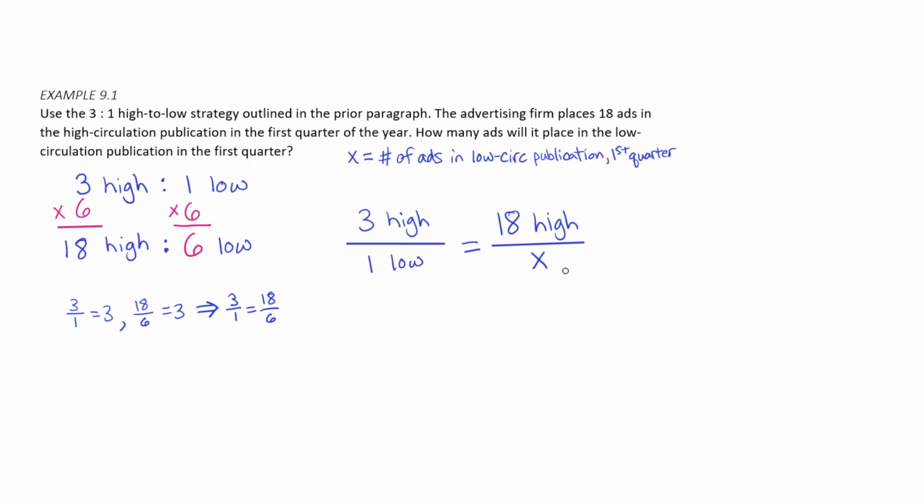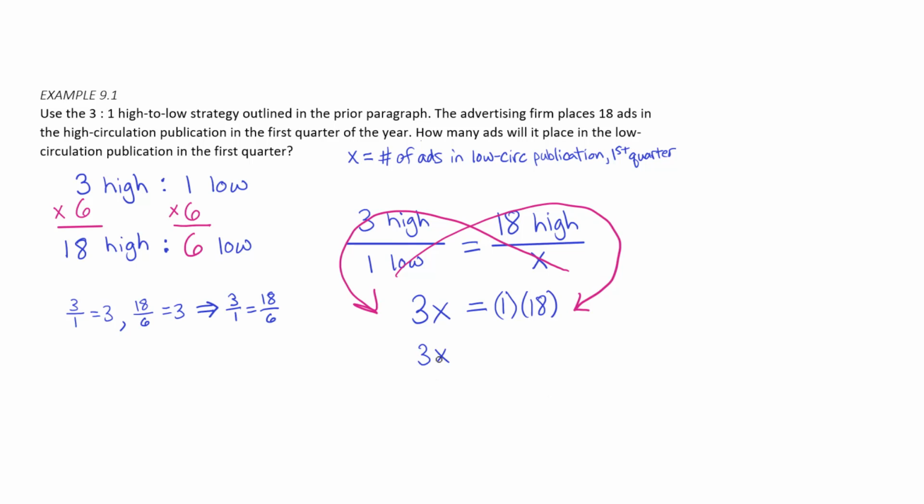So I'll start with this side, multiply the bottom of the right side by the top of the left. So that's multiplying 3 times x, and you get 3x on the left side. Keep that equal sign. Cross multiply bottom of the left times top of the right, and you get 1 times 18, which of course just works out to 18. So we end up with 3x equals 18.